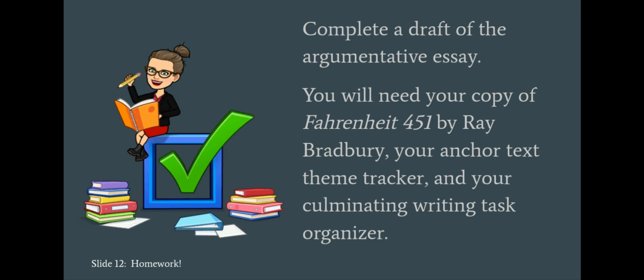For homework, you will complete a draft of the argumentative essay. You will need your copy of Fahrenheit 451 by Ray Bradbury, your anchor text theme tracker, and your Culminating writing task organizer.